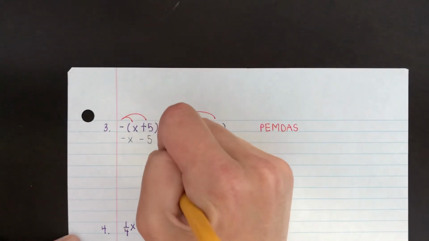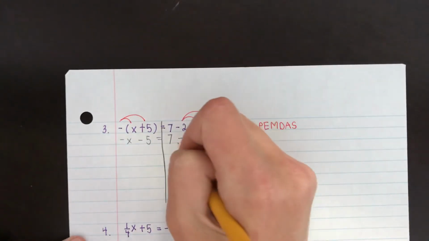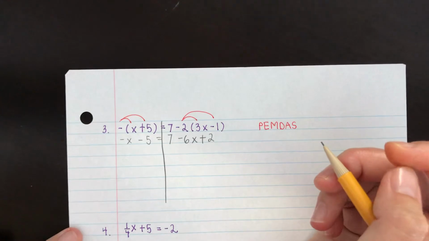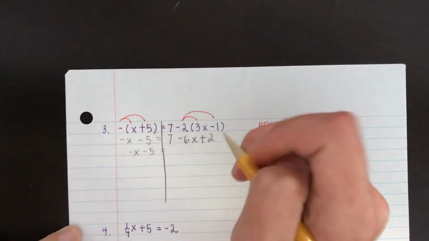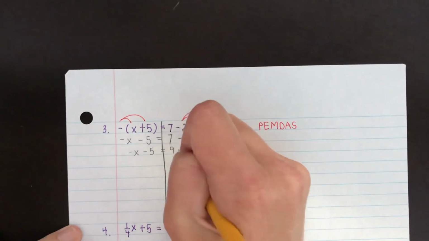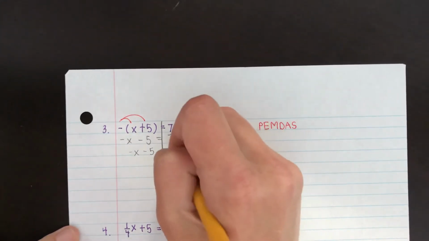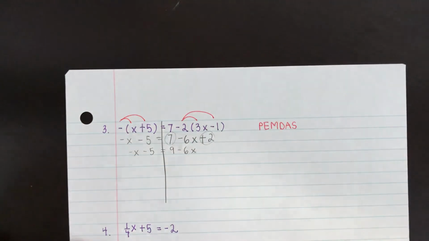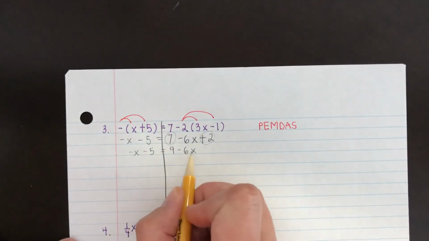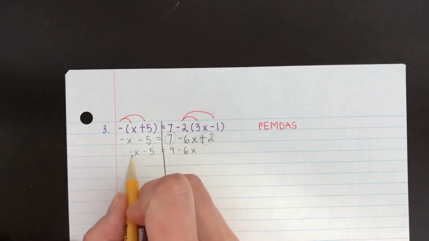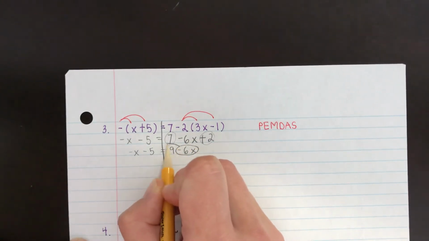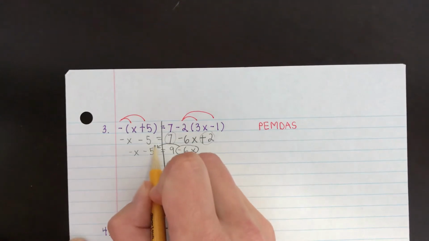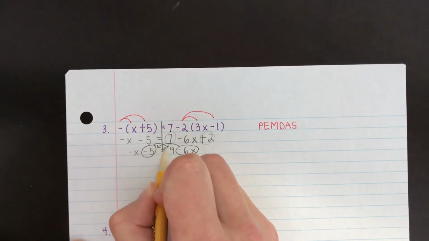On the right here, I can combine the 7 and the 2 to give me 9. So I've got negative x minus 5 equals, let's make that 9 minus 6x because I combined the 7 and the 2. Okay, now I look at my coefficients on my variables, negative 1 and negative 6. Negative 1 is larger than negative 6. Therefore, I will move my variables to the left. Therefore, my constants, my numbers with no variables, will move to the right.